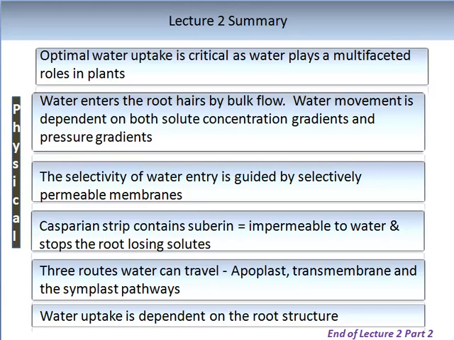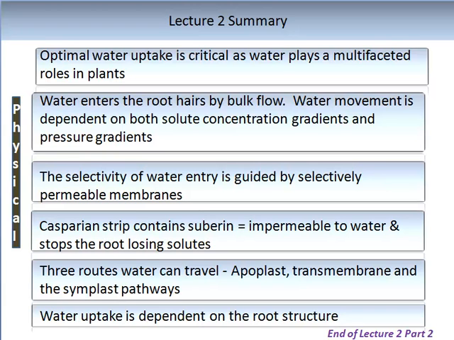Water movement is dependent upon both solute concentration gradients and pressure gradients. Both have to be ideal to enable bulk flow to occur. The selectivity of water entry is guided by the selectively permeable membranes. The Casparian strip is a strip that contains suberin within the root. It is impermeable to water and stops the root losing valuable solutes once they've been taken up.